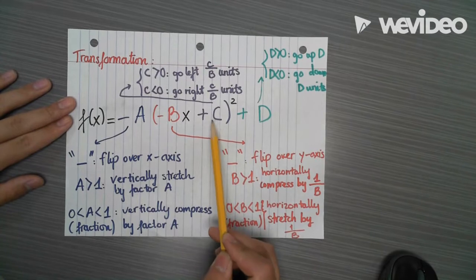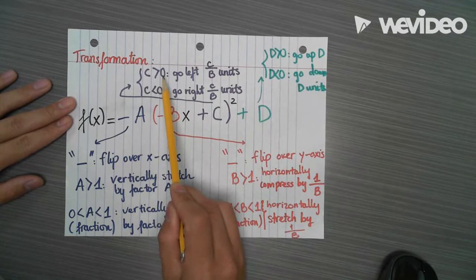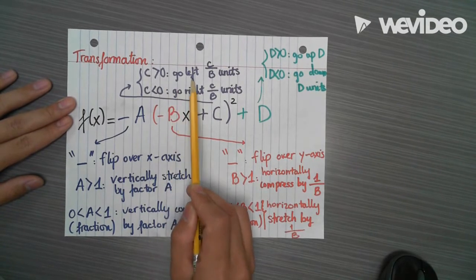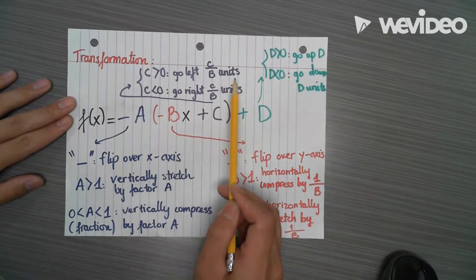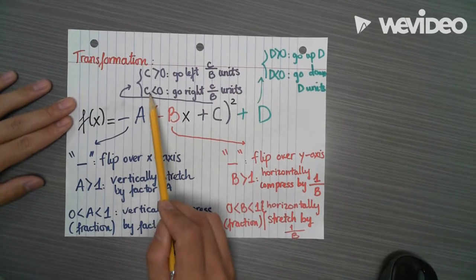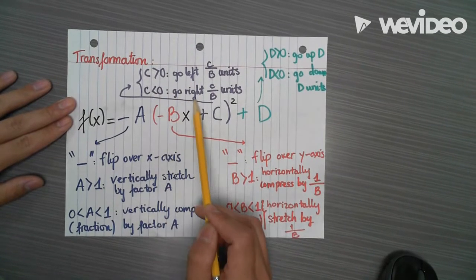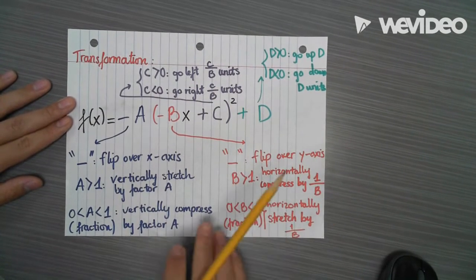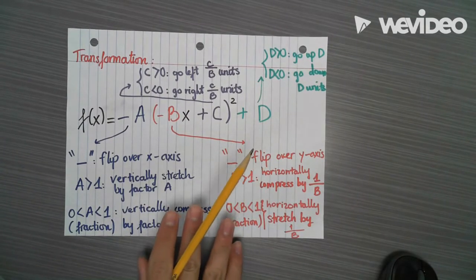And the last one: if you have inside the parentheses you add a number c, and c is greater than 0, you will go left c over b units. Remember, c over b units. Or if you add a number c less than 0, this will go right c over b units. So now we're going to do some examples and you will be fine.